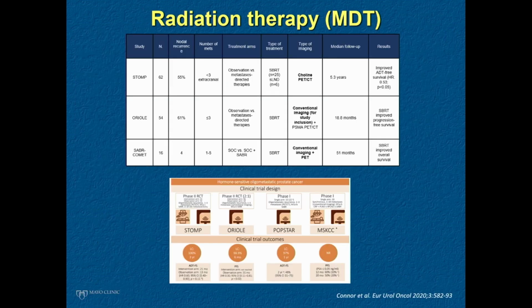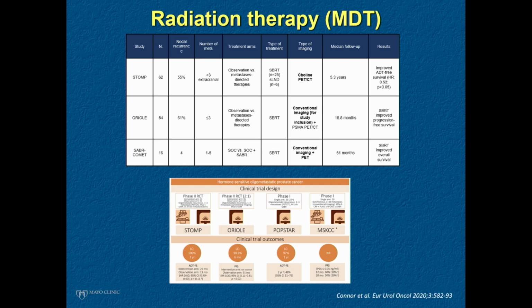So let's move into radiation therapy as a form of metastasis-directed therapy. When we do find oligo-recurrent disease, there are some ongoing studies. These are all in the hormone-sensitive oligometastatic prostate cancer. There is the ORIOLE, the STOMP, and the ongoing SABR-COMET. SABR-COMET is an intervention only by SBRT and is not prostate cancer specific, but prostate cancer made up, I think, about a third of that entire patient cohort.